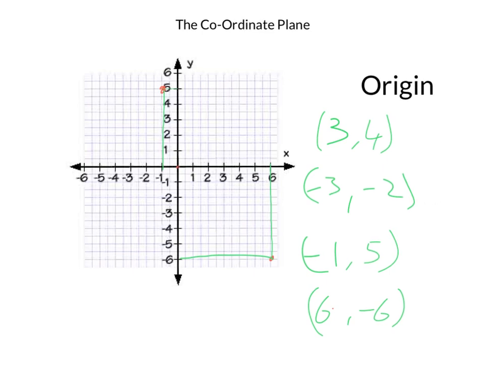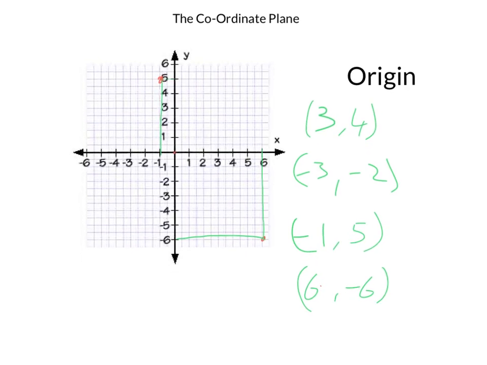Now, one last thing before we move on. I want to see if you can come up with the coordinates for the origin. So if you had to list the x and y coordinates for the origin, two numbers in brackets with a comma in between them, what would it be? Pause the video now, and then you can press play when you're ready for the answer.